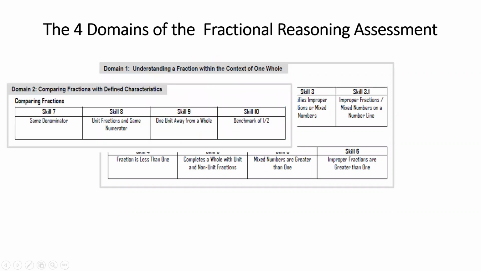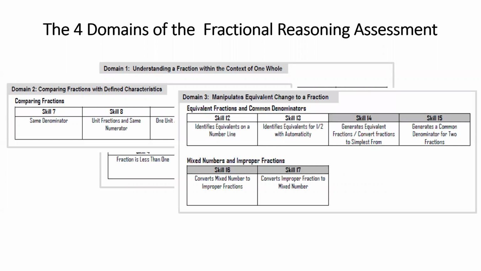The next domain, domain 2, is comparing fractions with defined characteristics. Now, there's a big jump. Domain 1, a lot of kids will do really well with. Domain 2 is where you'll start to see students breaking down. This has to do with children paying attention to certain characteristics, understanding the inverse relationship between denominators and numerators, and also understanding that you can't just use rules and procedures to do this. This is really a measure of fraction sense, okay?